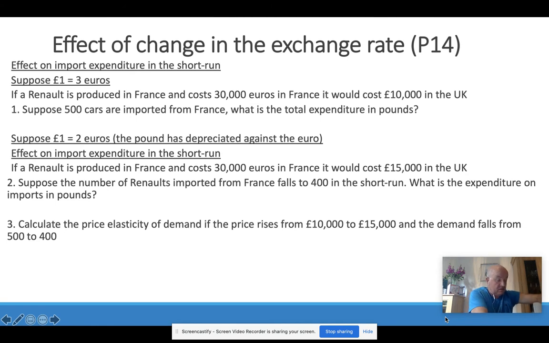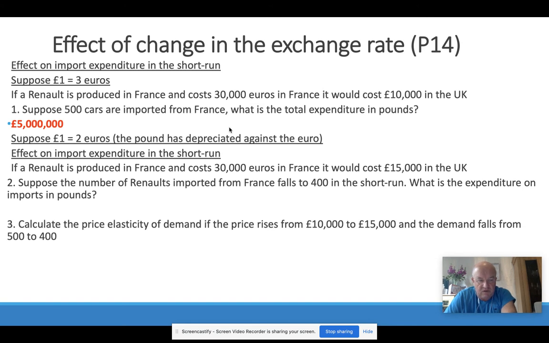So we've done a couple of examples where we've looked at different situations. And now we're going to look at the effect of import expenditure in the short run. If Renault is to produce in France at 30,000 euros, it would cost £10,000 in the UK, based on that original figure, the pound being worth €3. If we've got 500 cars imported to France, the total expenditure in pounds is going to be £5 million. So that's the 500 times by the 10,000.